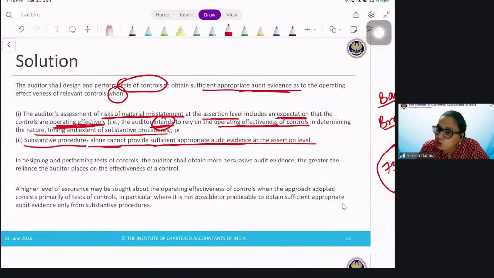When does the auditor have to rely on internal control? When does the auditor have to do internal control verification? When the auditor wants to rely on the effectiveness of control and when substantive procedures are not enough. Can you connect the answer now? Next.